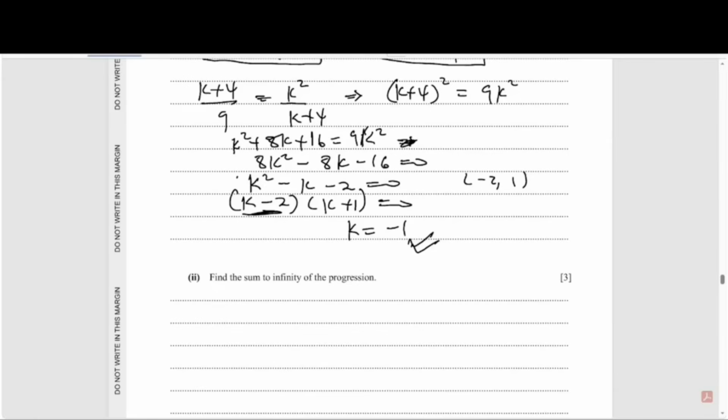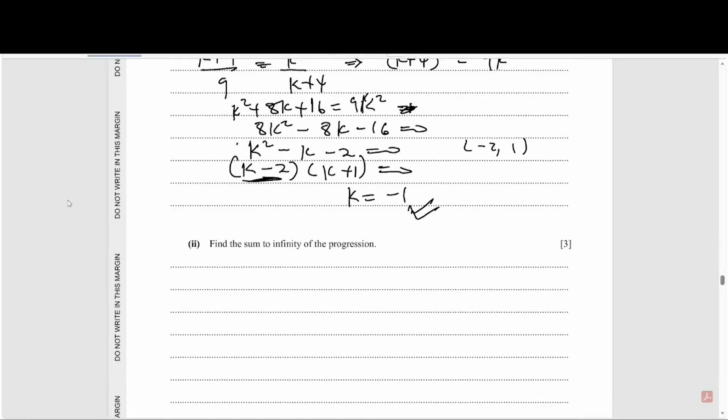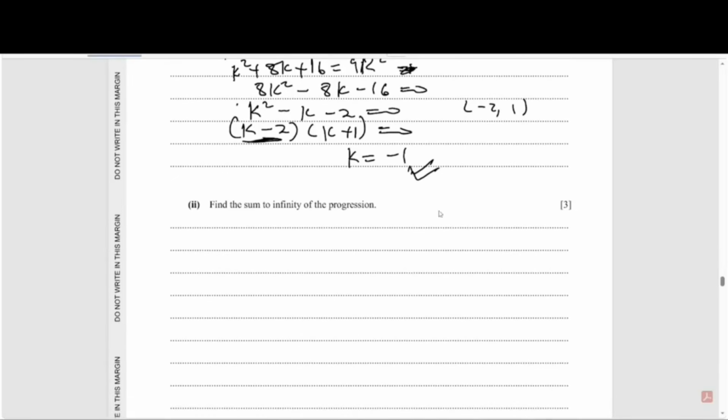Now for BII, find the sum to infinity of the progression. And this is also a GP, right? So for a GP, the sum to infinity is given by the first term over 1 minus r, right? So let me write that over here. Sum to infinity is equal to a over 1 minus r. It means we need to find our first term. We also need to find our common ratio.